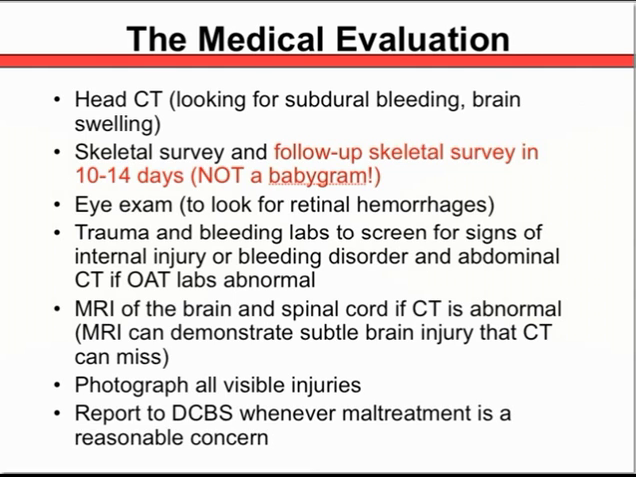We also recommend abdominal CT if the occult abdominal trauma labs are abnormal. MRI of the brain and spinal cord is recommended for all abnormal CTs if abusive head trauma is suspected. MRI can demonstrate subtle brain injury that CT can miss. And of course, we recommend photography of all visible injuries and a report to the Department of Community-Based Services, or CPS, whenever maltreatment is a reasonable concern.